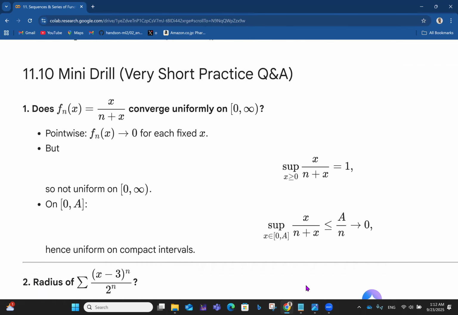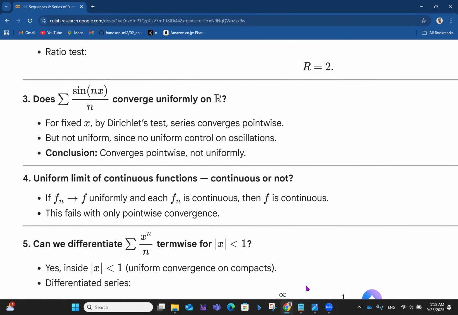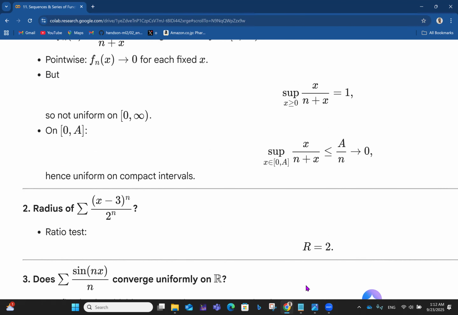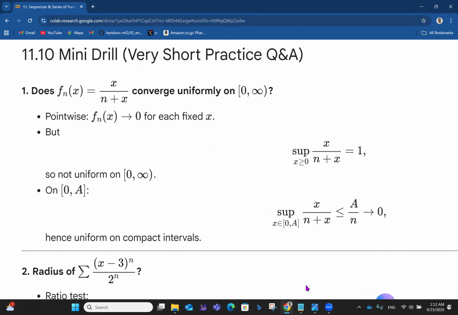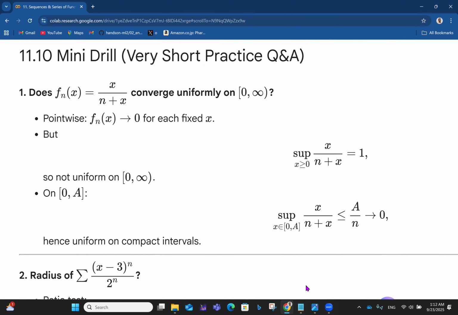Okay, so you have some mini drills here too. I mean, this is such an elaborate thing, so you want to try your hands. Does fn of x, which is equal to x over n plus x, converge uniformly on the half-open interval 0 comma infinity? It is closed below and open above. So that means 0 is included, but infinity is not.